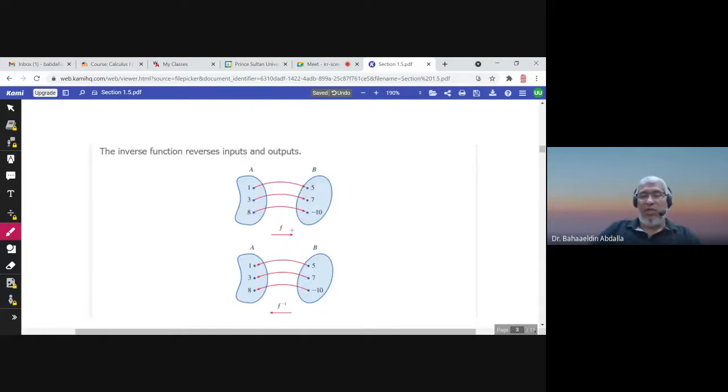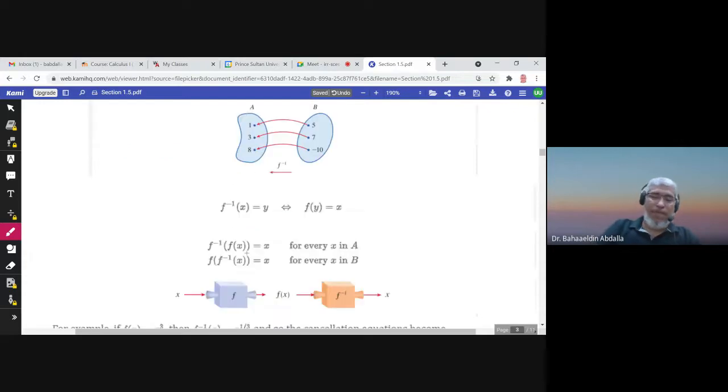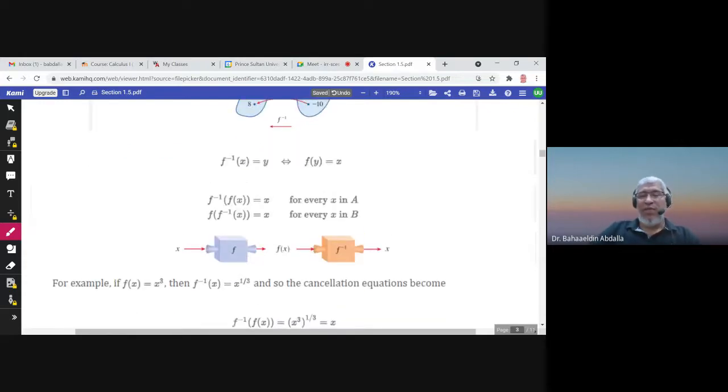So this is f. It takes 1 to 5. F inverse takes 5 to 1. The domain of f is A, the range is B, the domain of f inverse is B, and the range is A. So that's the definition. If f takes y to x, f inverse takes x to y.